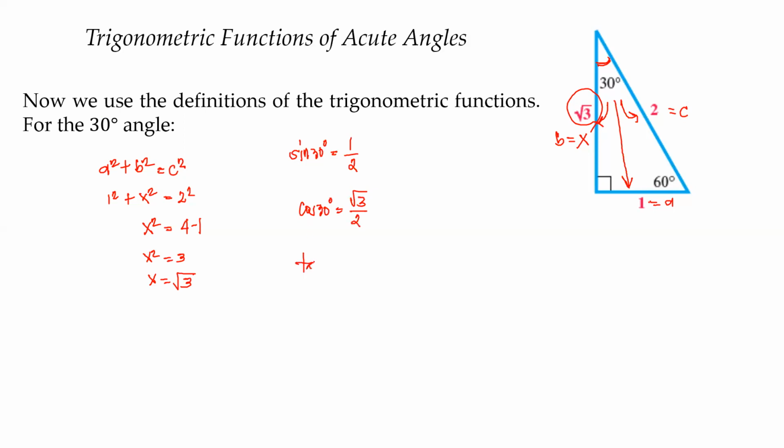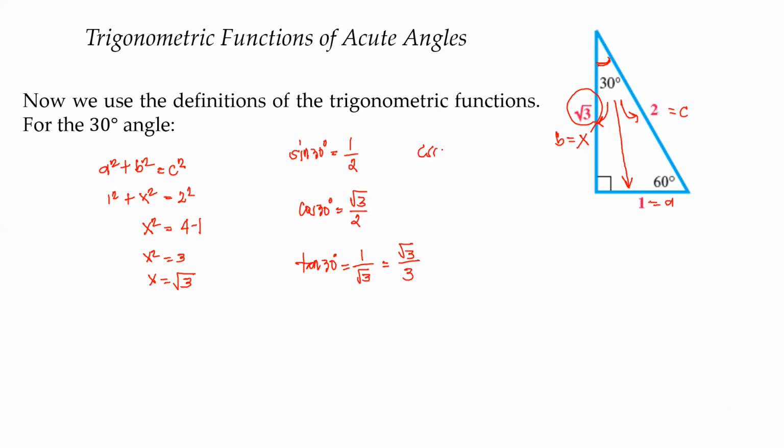And then for our tangent 30 degrees, tangent is opposite over adjacent. Opposite is 1. Adjacent is square root of 3. And since we have a radical sign in the denominator, we have to rationalize so that we will not see a radical sign in the denominator. And that is equal to square root of 3 over 3.